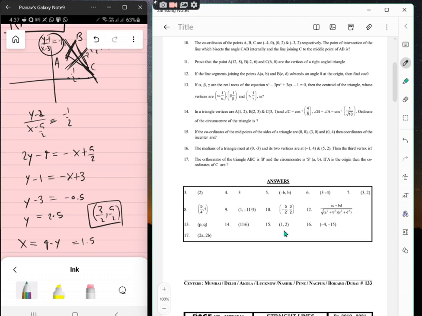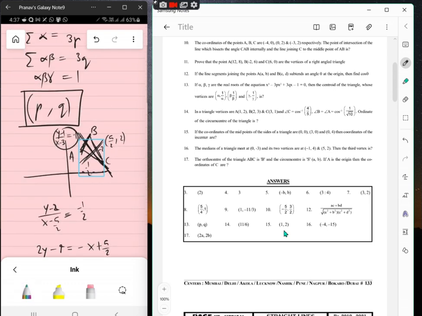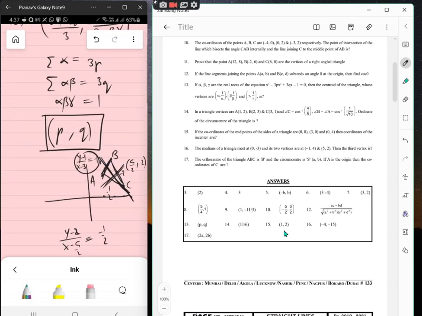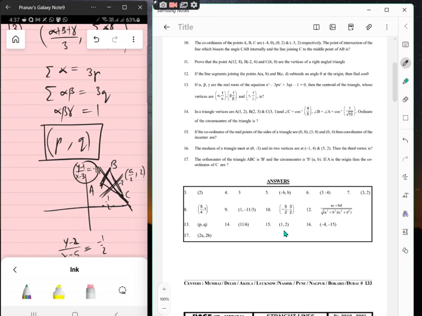So yeah, you just want the coordinates of the, wait. What was this question? Circumcenter of the triangle. Huh. So this cannot be wrong. Maybe I don't know. Move on. This is incorrect. And then you have P comma Q. Yeah, that's correct. Okay.